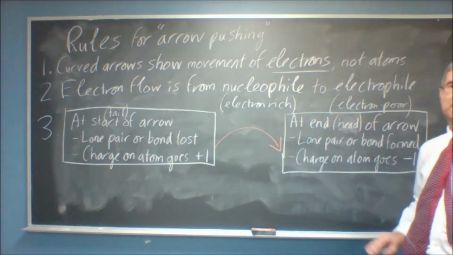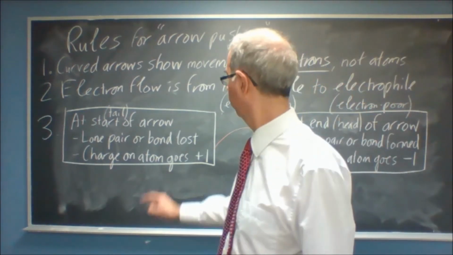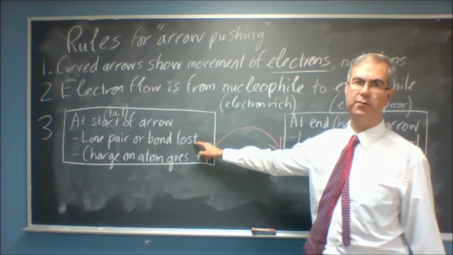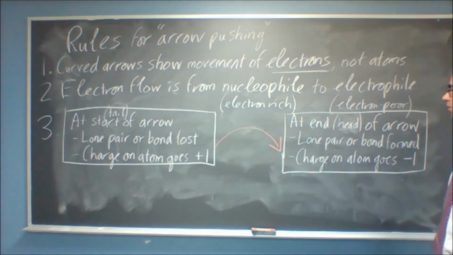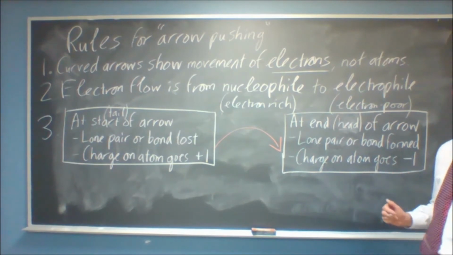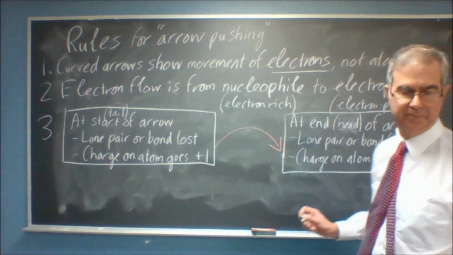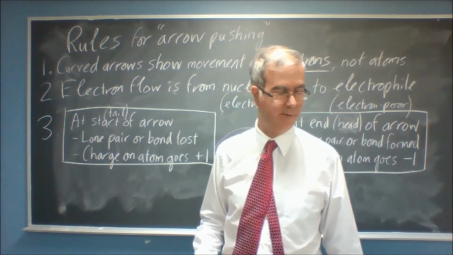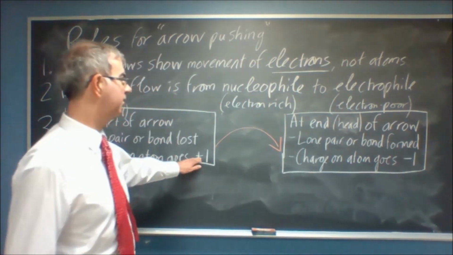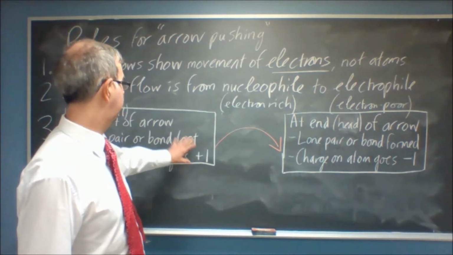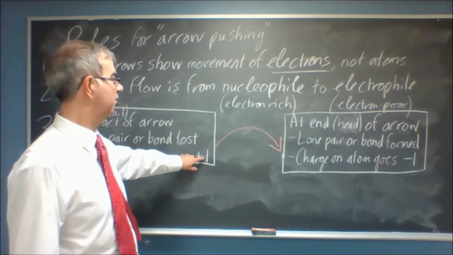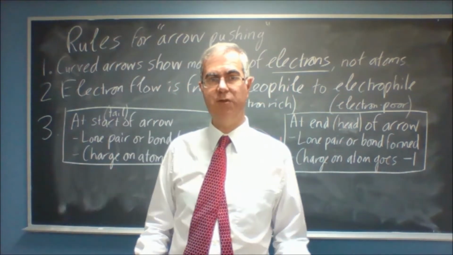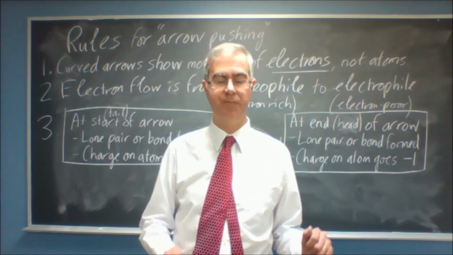Okay, so our bond has been broken here, or the lone pair is gone, and then we form a lone pair or bond. The only other rule is that you can kind of see this if the starting atom goes +1 and the ending atom goes -1. The other atoms in between should stay the same.